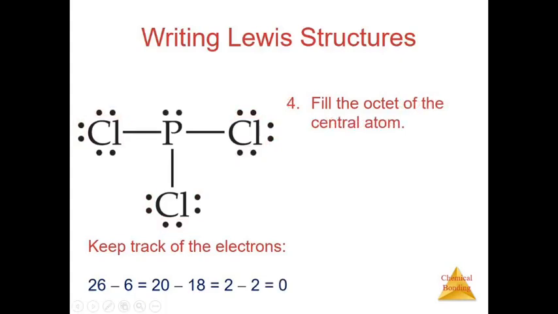Step number 4. You fill the octet of the central atom, assuming that it needs an octet, and like I said, we will go over exceptions. So those last 2 go on phosphorus, which gives it 8. So we have 2, 4, 6, and again, those are being shared with the chlorines. 7 and 8 are on top, so it also has 8 valence electrons.